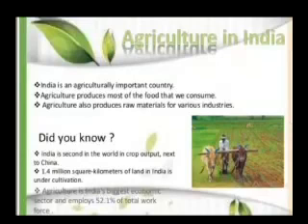India is an agriculturally important country. Agriculture produces most of the food that we consume. Agriculture also produces raw materials for various industries. Did you know India is second in the world in crop output, next to China? 1.4 million square kilometers of land in India is under cultivation. Agriculture is India's biggest economic sector and employs 52.1% of the total workforce.